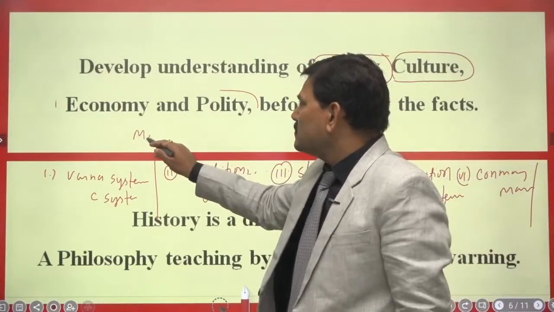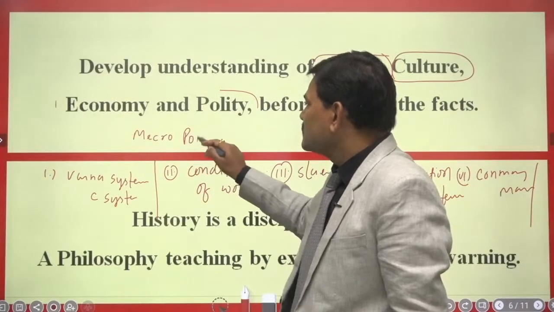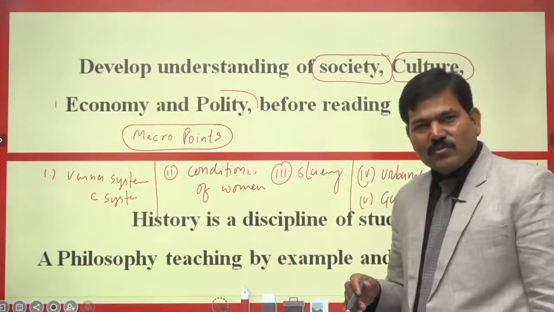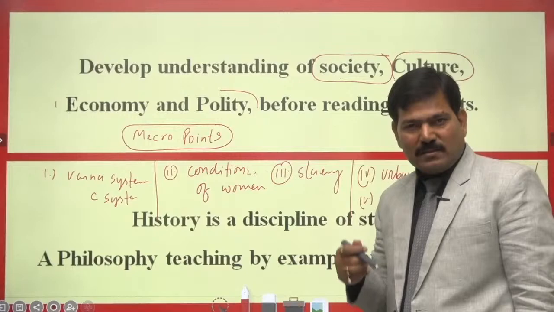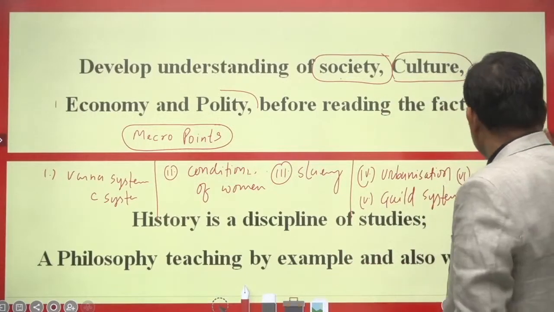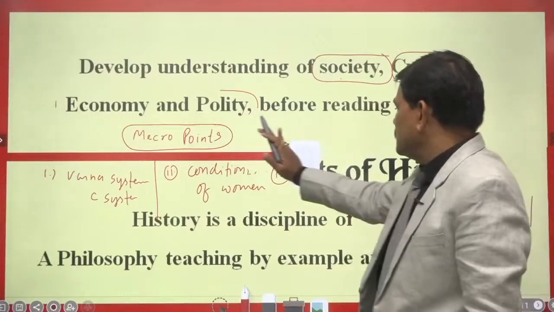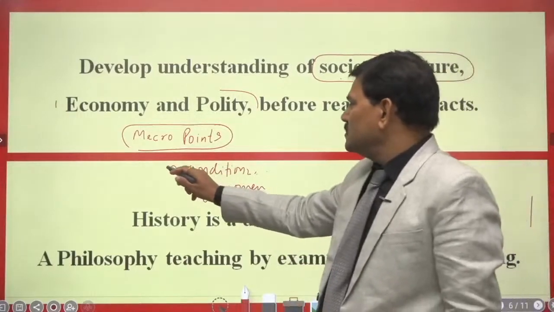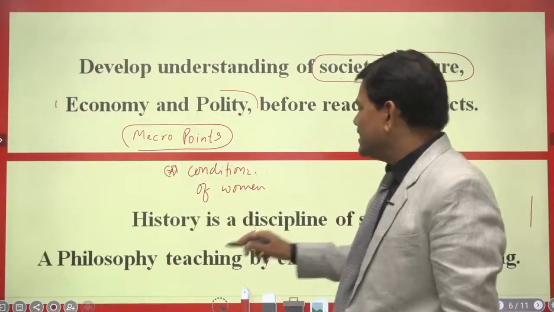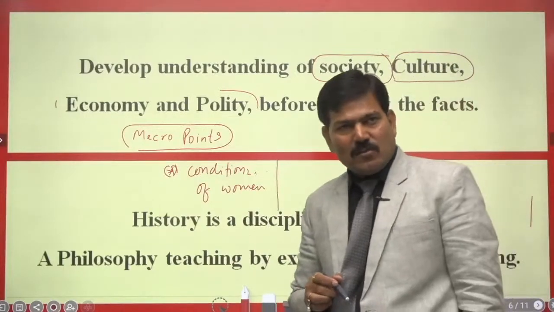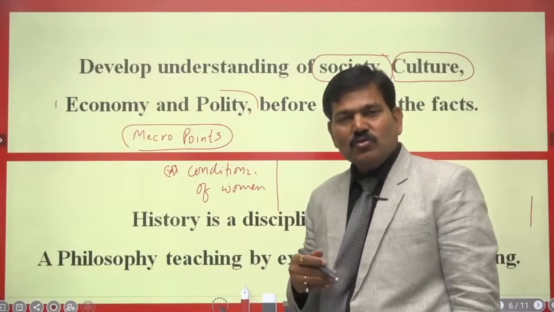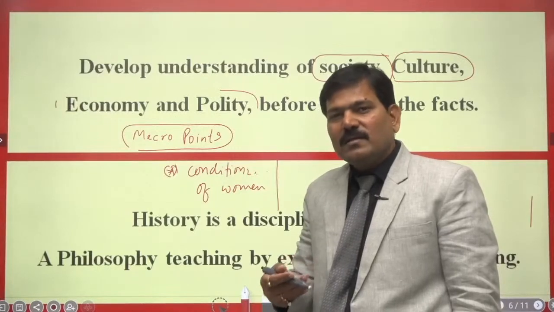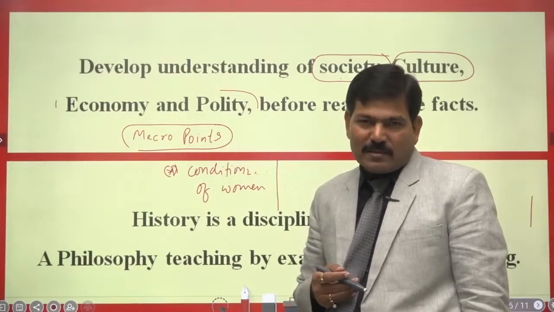Number two, these are the macro points. But you have to go to the micro as well. Supposingly, take the example of the condition of women. If you are reading regarding the condition of women, you should be clear in your mind what points you should cover while describing the condition of women.